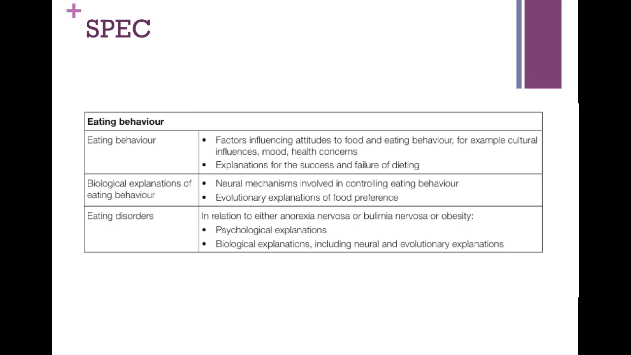So if you see, we're looking at the bottom section of the specification here, and you need to know something about an eating disorder. And again, as you see there, it says either anorexia nervosa or bulimia nervosa or obesity. So I'm going to focus on anorexia nervosa. In this video, we're going to look at the psychological explanations, and then we'll finish off next lesson by looking at the biological explanations of this eating disorder.